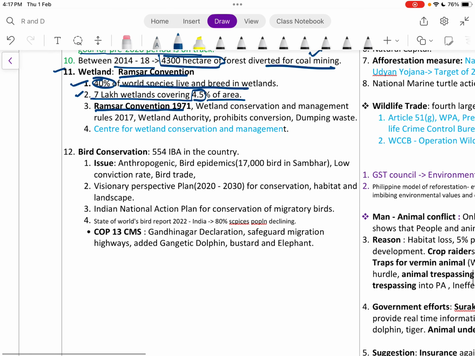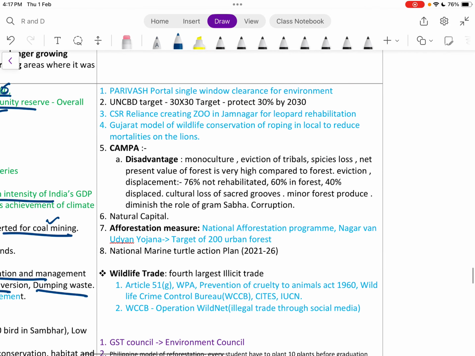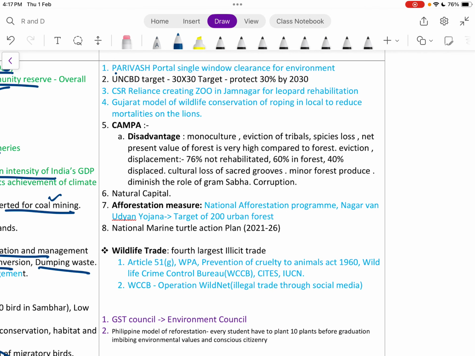Ramsar Convention of 1971, Wetland Conservation and Management Rules 2017. Wetland Authority prohibits conversion and dumping of waste. Center for Wetland Conservation and Management. Bird conservation was once in the news, so no need now. We have the Parivesh portal for single window clearance of environment. UNCBD target 30 by 30: protect 30% of species by 2030.